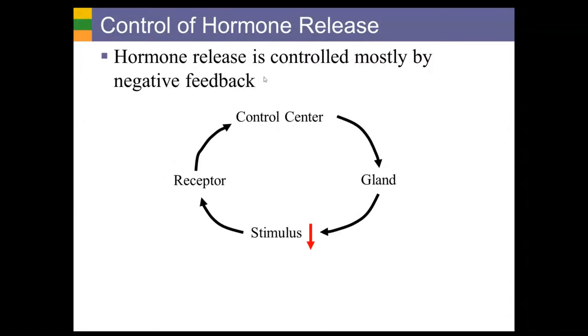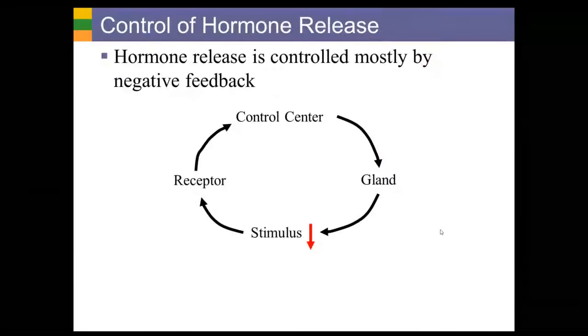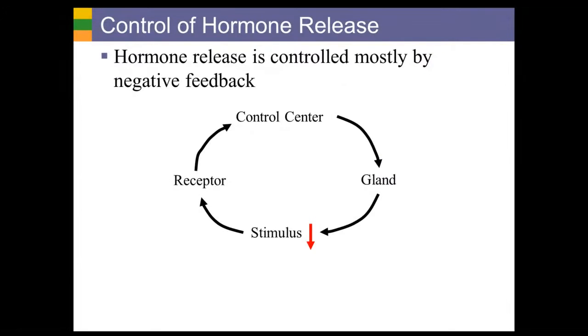Okay, so again, hormone release is controlled mostly by negative feedback. There are some exceptions, but only one with respect to the hormones we're covering, which is oxytocin. But for the rest of them, a receptor detects the stimulus and communicates to the control center. The control center causes the gland to release the hormone, and then it attempts to reduce the stimulus.